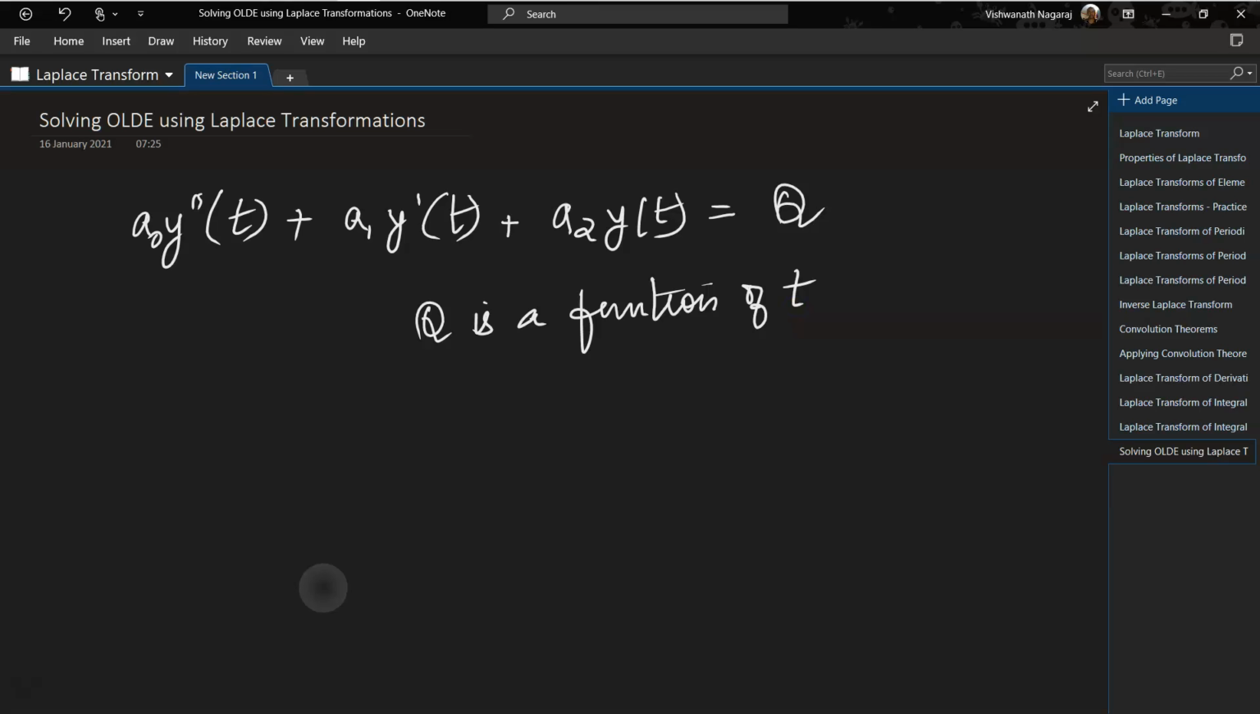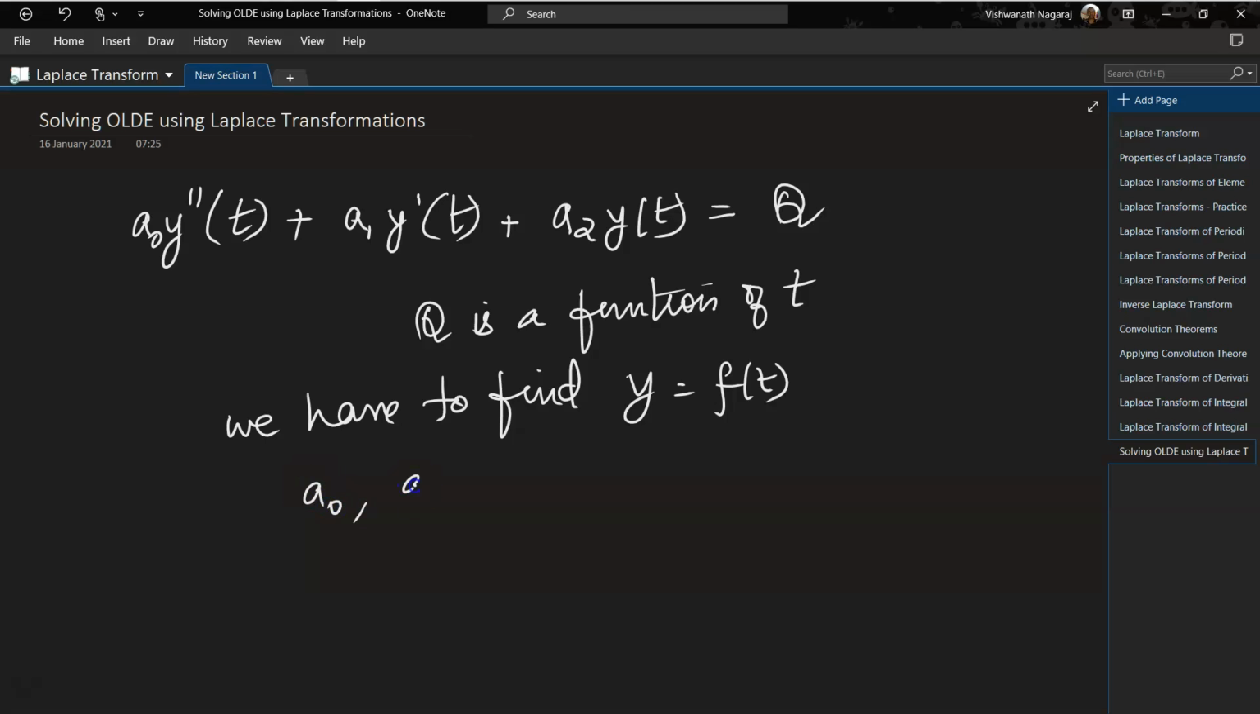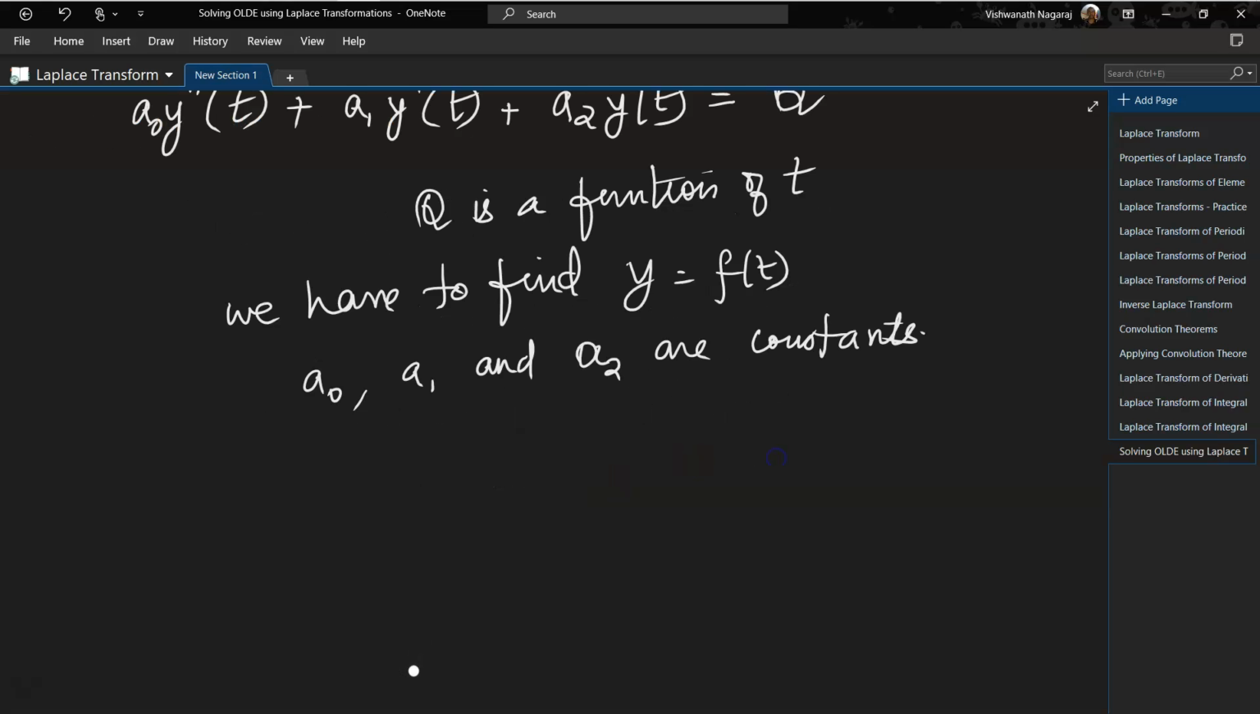Remember, this is double prime, so yes. And what we have to do is we have to find y is equal to f of t, right? So we have to find y, and here a naught, a1 and a2 are constants.